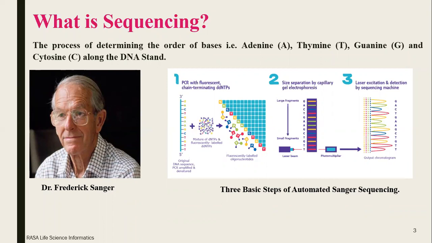We all know Dr. Frederick Sanger. He is the father of DNA sequencing and won 2 Nobel Prizes for his work on DNA and protein sequencing. Now, we all know that he is well known for determining the amino acid sequence of insulin, and he worked on Sanger sequencing at the Sanger Center.